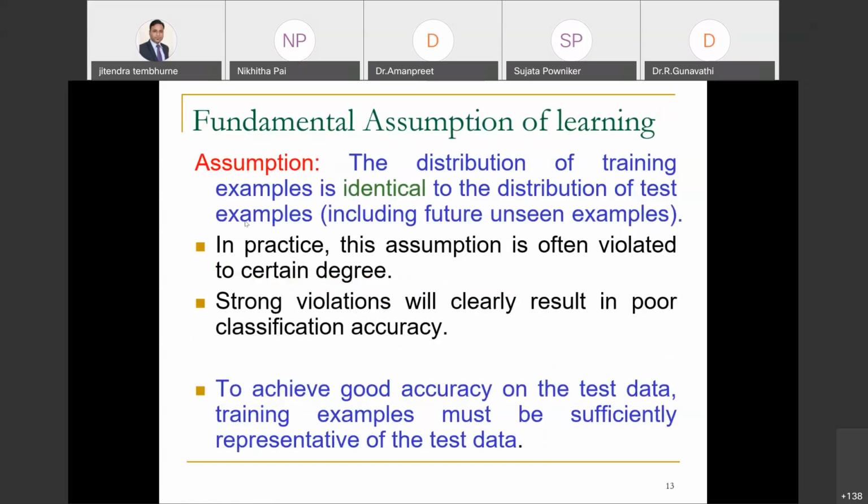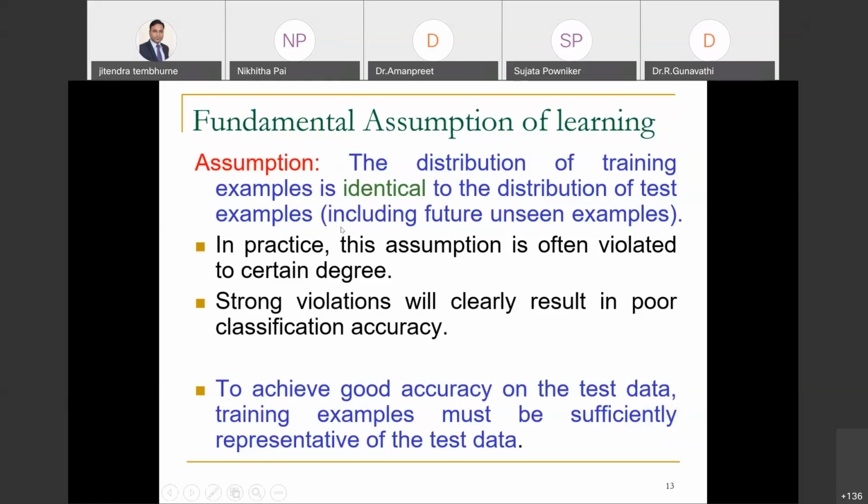So the assumption says that the distribution of training examples is the same as the distribution of test examples. Whenever we are doing learning, we make two sets: one is a training set and another one is a testing set. When you are doing training and testing, those sets must be identical. Identical doesn't mean the same in size. Identical means it is the same in the features. The kind of features the training examples have, similar kinds of features have to be in the test. Then only your model is going to perform well.